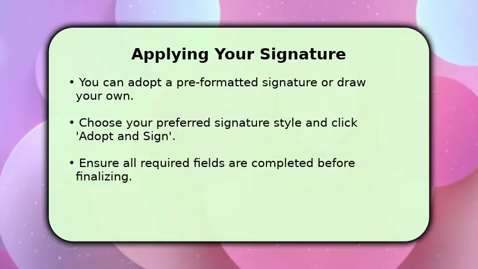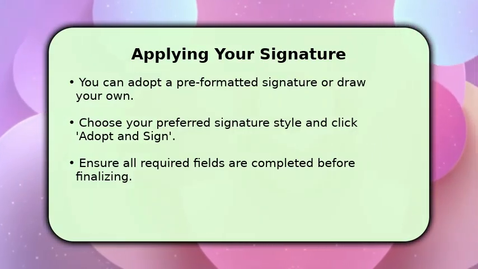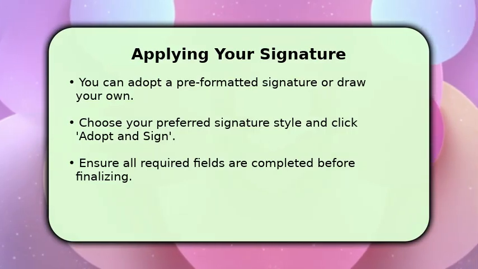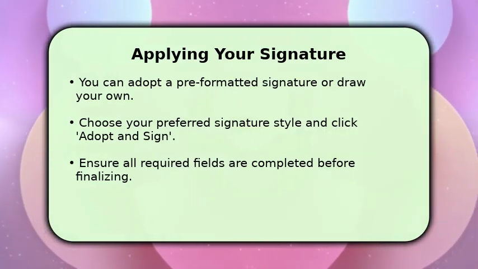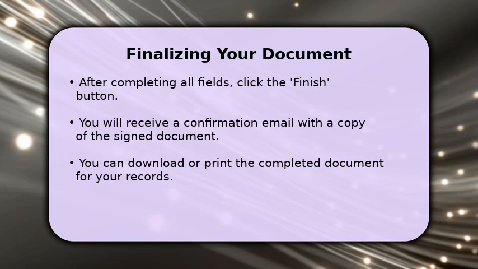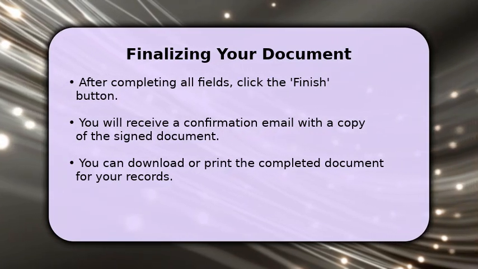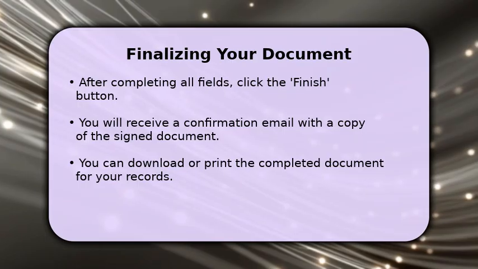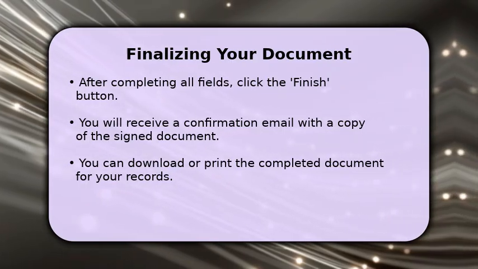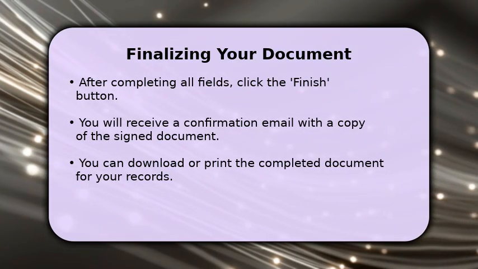It is crucial to double-check that all required fields, indicated by a red asterisk, are completed before moving to the final step. Once you have successfully completed all the necessary fields and applied your signature, the final step is to click the Finish button. This action securely submits your signed document.